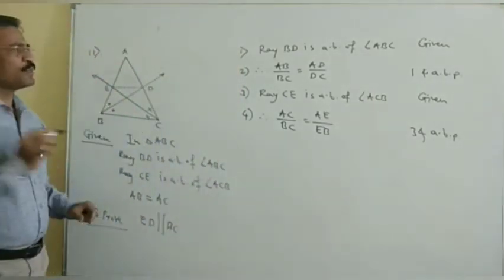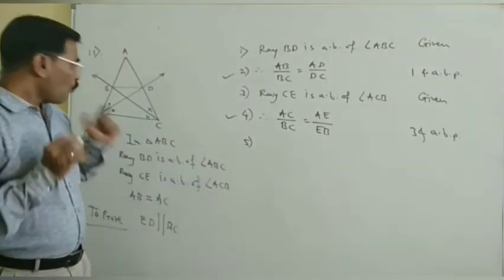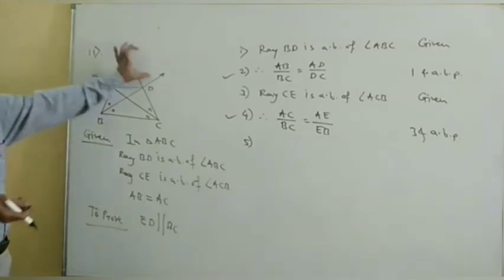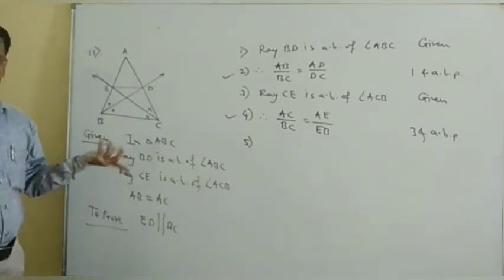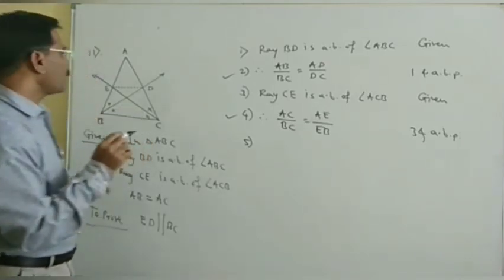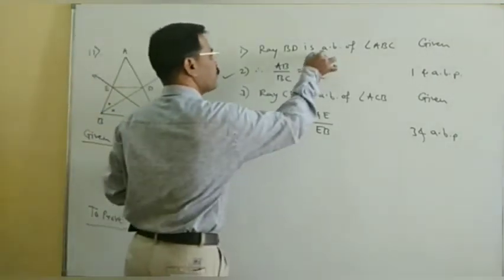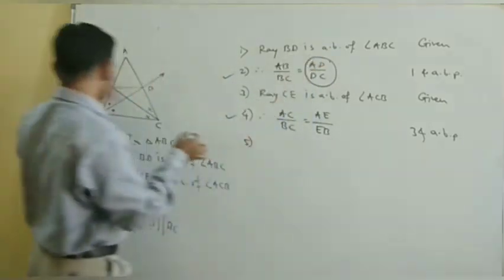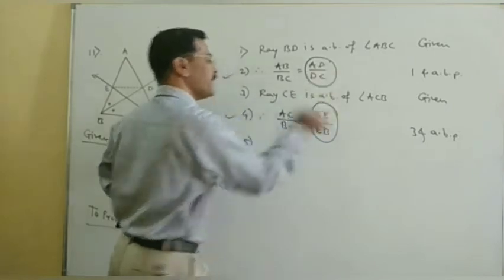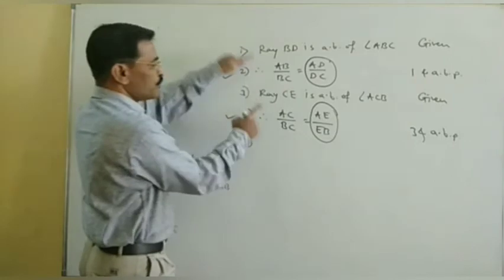Now just try to observe here in second and fourth step. See here, to prove these two are parallel, we need AE upon EB equal to AD upon DC by converse of BPT. Okay? Now look here, AE upon EB means which part we have to prove here, and AD upon DC means which part we have to prove here. See here, if we prove AD upon DC and AE upon EB are the same, we are going to prove they are the same.